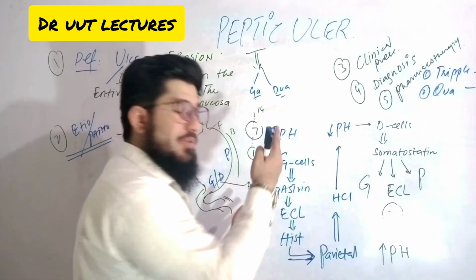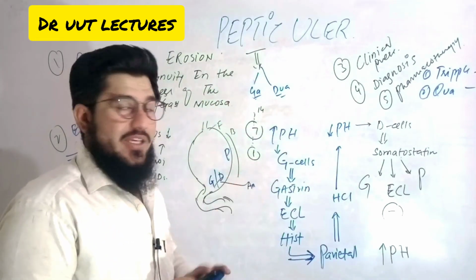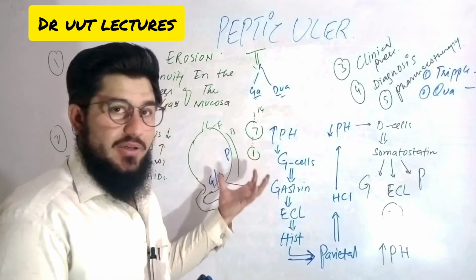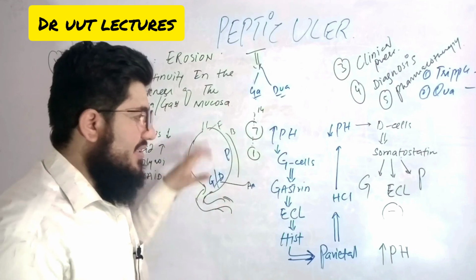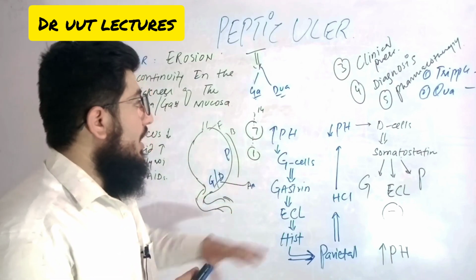So this is how pH is maintained, or one can say the homeostasis of the pH in the stomach by P cells, G cells, ECL, and D cells. That's how. Okay, hope you got it. Next.